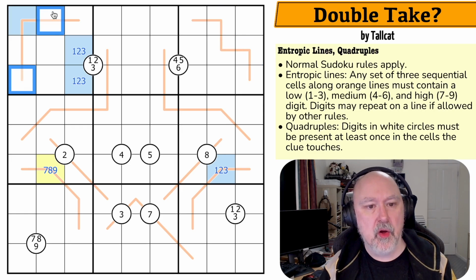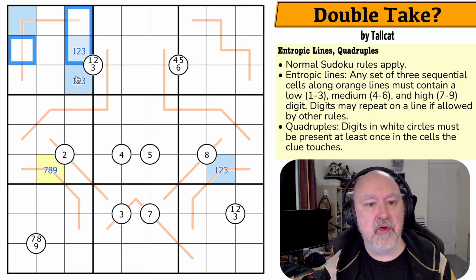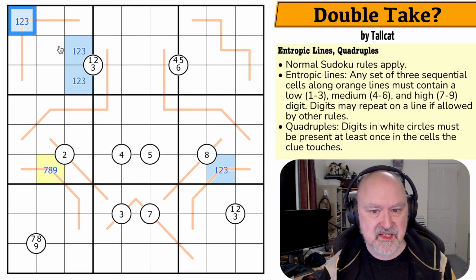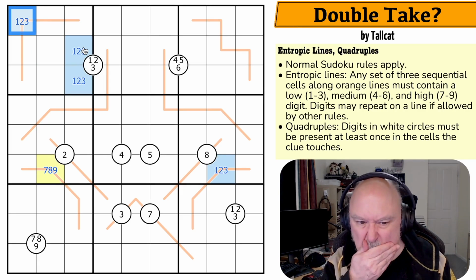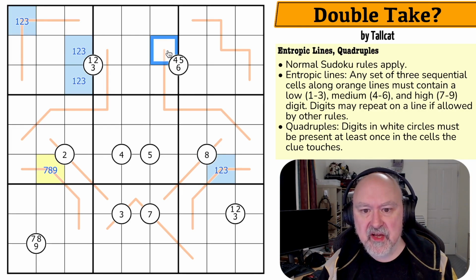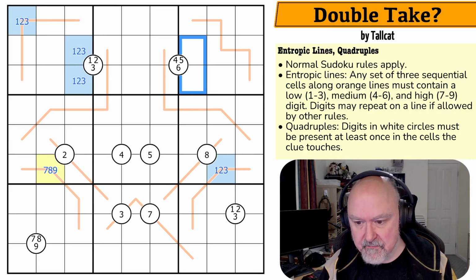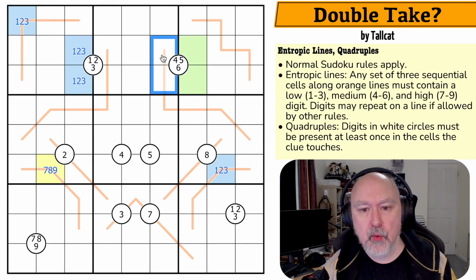So if this was the low, that would be low, and I'd have 4 lows in the box. If this was low, that would be low, and I'd have 4 lows in the box. So that has to be the other low. Now I can do the same here. These must be medium because I can only put one medium in those.